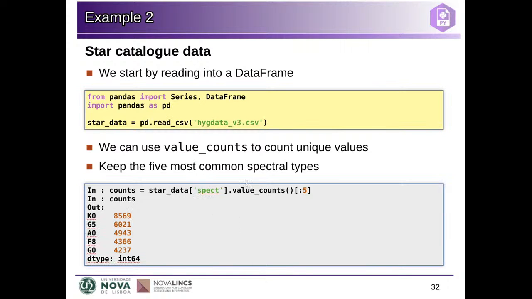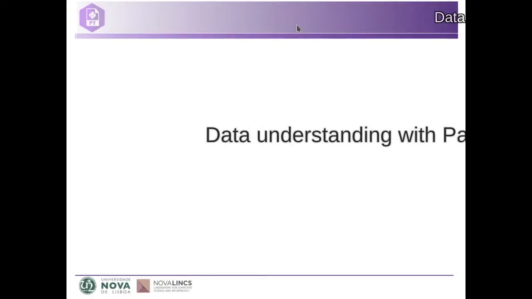And now let's suppose that we want the 5 most common spectral types. If you do value counts, you get a series with the value and how many times it occurs on your series here. So we can get the value counts from the spectral type column, and this will tell us that K0 occurs 8,500 times, G5 60,000, and so forth. And since this is sorted in decreasing order, we can just keep the first 5 entries on this count, and we have a series with the top 5 spectral types here. So this is just another example of the kind of extra information you can extract from a table easily.